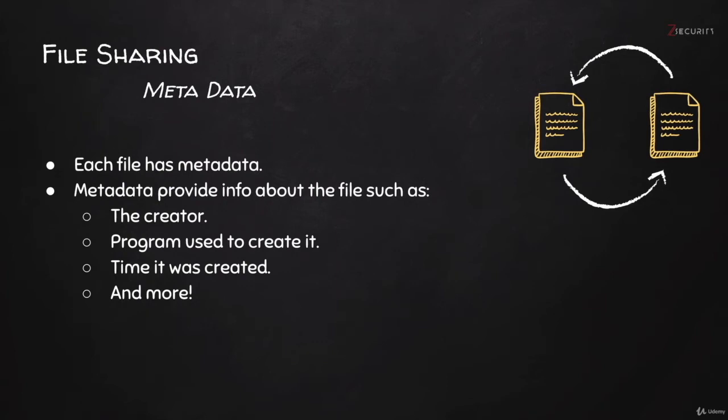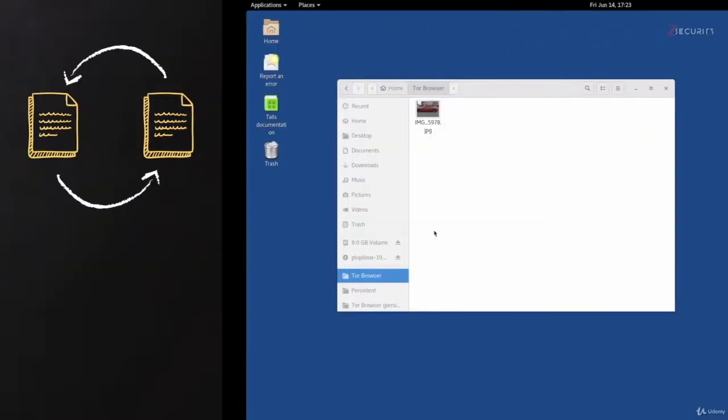Now, before we discuss the methods that we can use to send files, let's talk about metadata. Each file, whether it's an image, a PDF, or a document, any digital file has metadata. What we mean by that is it's information that is attached to the file that can reveal more information about the file itself, such as the creator, the program used to create this application, the time it was created, and more. Let me show you an example.